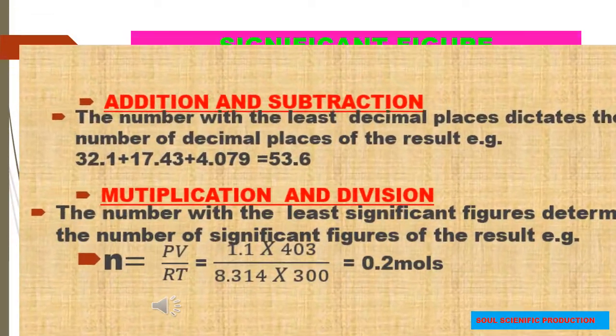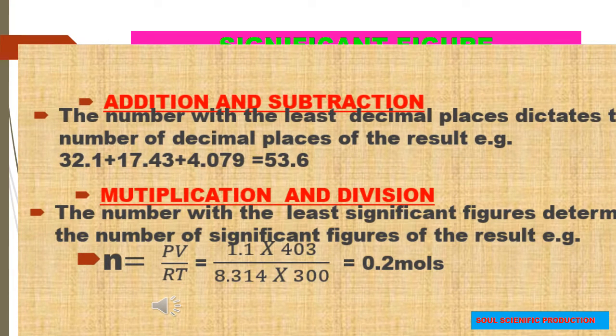Significant figure operations. Addition and subtraction. The number with the least decimal places dictates the number of decimal places of the result. Example, 32.1 plus 17.43 plus 4.079 equals 53.6. 32.1 has 1 decimal place while the other two have 2 and 3 decimal places respectively. When you add the three numbers, the result is 53.609, which rounds off to 53.6, so the answer will have 1 decimal place.